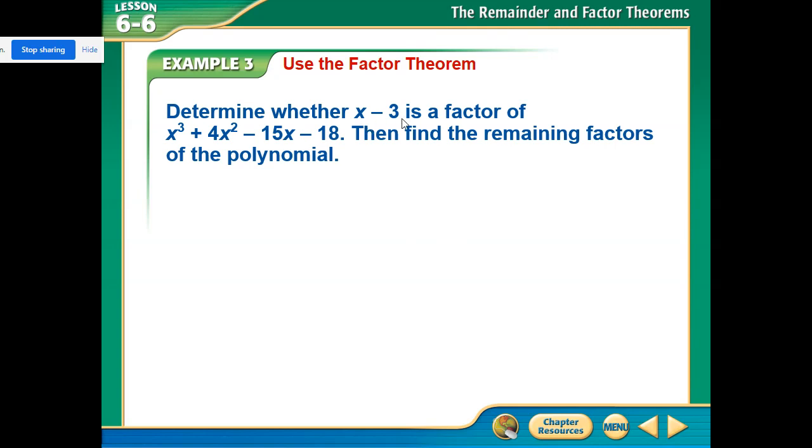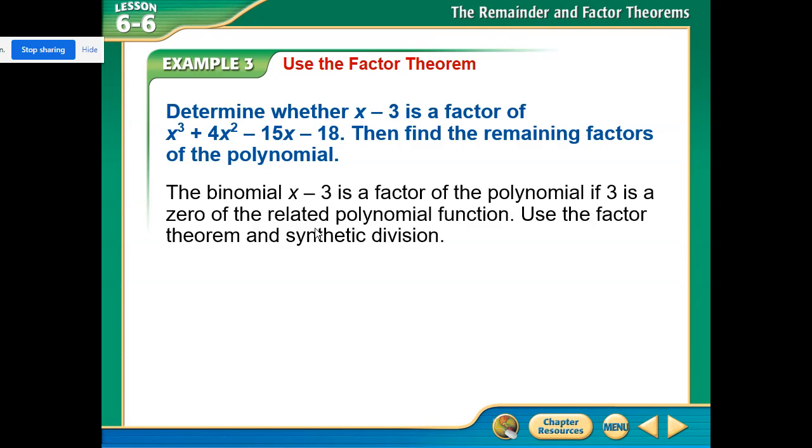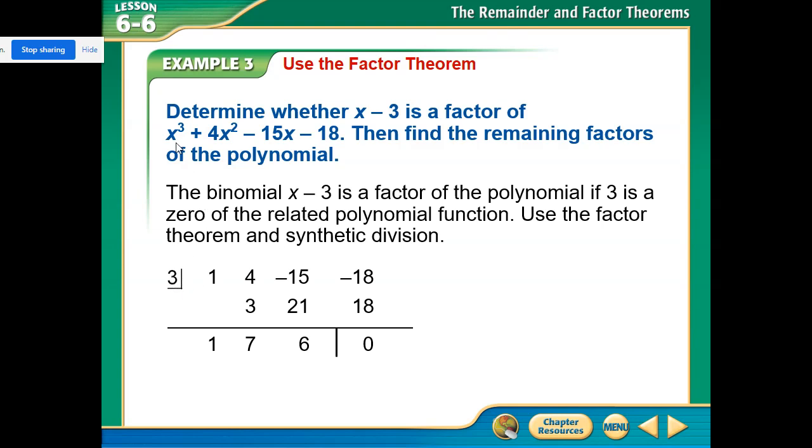Determine whether or not x minus 3 is a factor of this polynomial. And then we need to find the remaining factors. All right, so x minus 3, we're going to plug it in. Because of the minus 3, we're going to put 3 in the box. We're going to have 1, 4, negative 15, and negative 18. Drop the 1, multiply, add, multiply, add, multiply, and we got 0 as an answer. That means that it is a factor. So now we need to find the remaining factors.